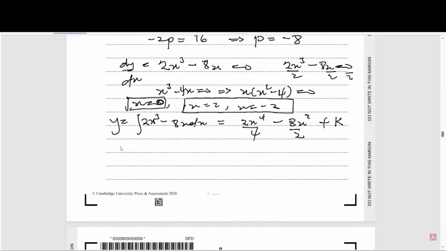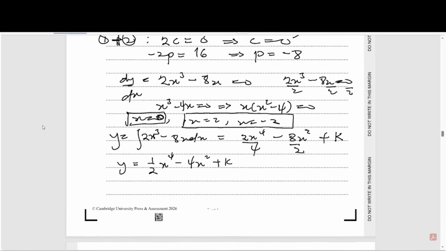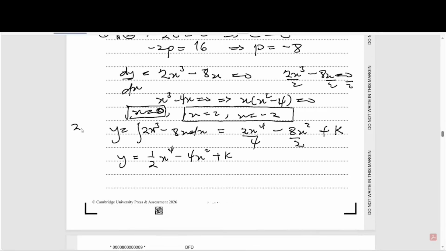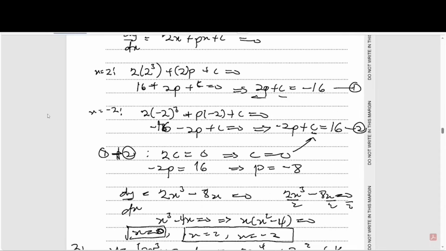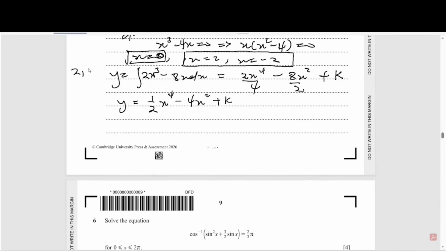Then we have here y is equal to half x exponent 4 minus 4x squared plus k. Now how do we find k? We're given 2 points initially, that is (2, 3) and (-2, 3). So you can use any of them to do a substitution here, and then we get the value of k.